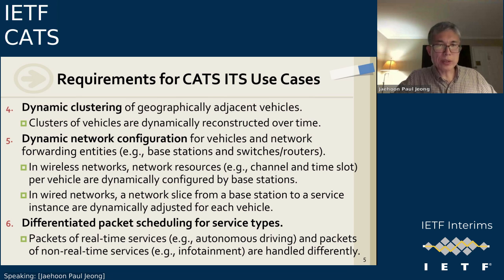For number 4, dynamic clustering. In the autonomous vehicle communication case, clustering is important using V2X and V2B. So the edge server should proactively manage clustered vehicles to communicate and provide collision avoidance. And number 5 is dynamic network configuration for vehicle network forwarding entities like base stations in the 5G, G-Node B, and the switches and routers, considering the 5G core or edge side network. And differentiated packet scheduling. We have three kinds: navigation and autonomous vehicle, driving safety, and infotainment. We should consider different levels of traffic scheduling required.